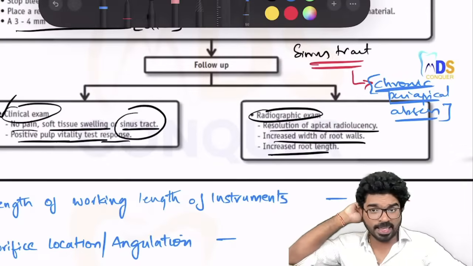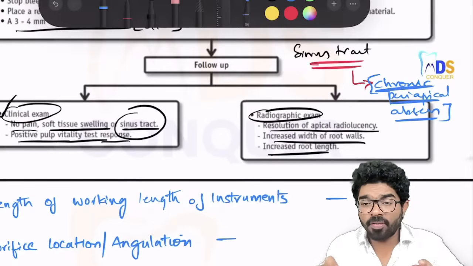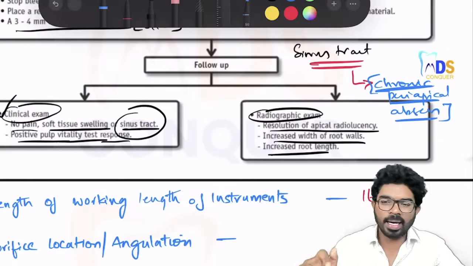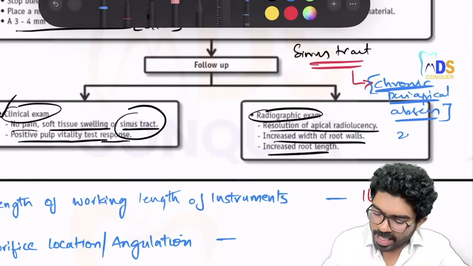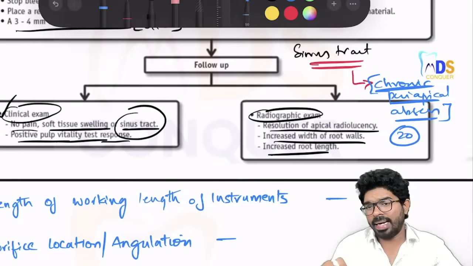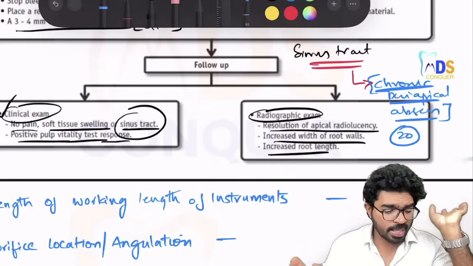How am I going to trace this sinus tract? I am going to trace it with the help of gutta-percha. So I'm going to check the sinus tract by inserting the gutta-percha, preferably a size 20 gutta-percha. I'm going to insert it until I get a resistance, followed by which I'm going to take a radiograph, by which I'm going to diagnose the sinus tract.